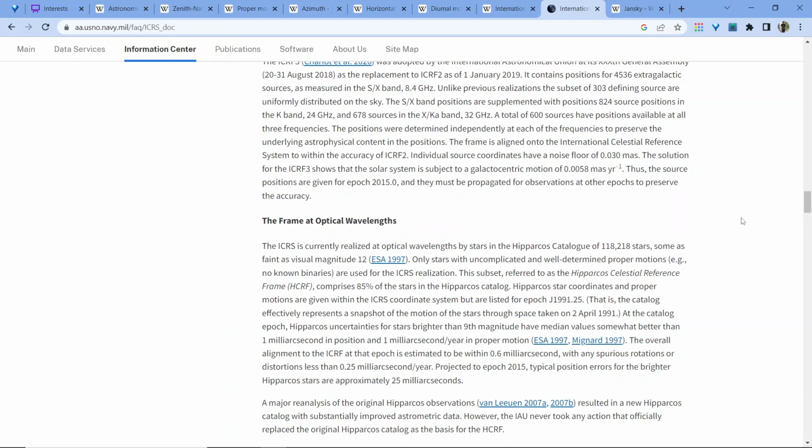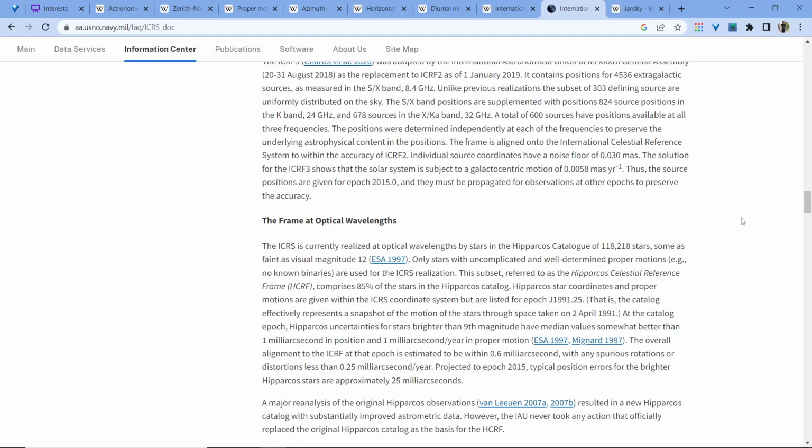The ICRS is currently realized at optical wavelengths by stars in the Hipparcos catalog of 118,218 stars, some as faint as visual magnitude 12. Only stars with uncomplicated and well-determined proper motions, e.g. no known binaries, are used in the ICRS realization. The subset referred to as the Hipparcos Celestial Reference Frame, HCRF, comprises 85% of the stars in the Hipparcos catalog. Hipparcos star coordinates and proper motions are given within the ICRS coordinate system but are listed for epoch J1991.25.